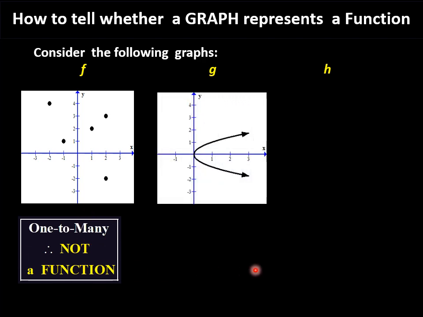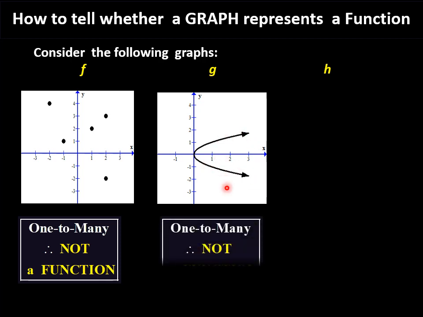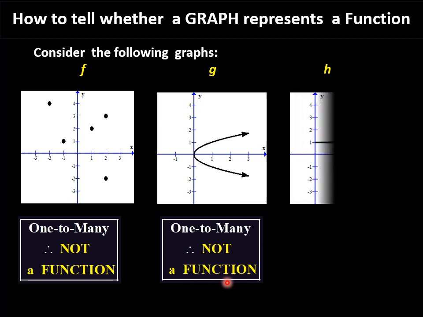Let's look at this one. If I look at 2, I have a positive output and a negative output. If I have 1, I get a positive and a negative. Although at 0, I just have 0, other parts of it give me one-to-many, and one-to-many indicates to me that it will not be a function.